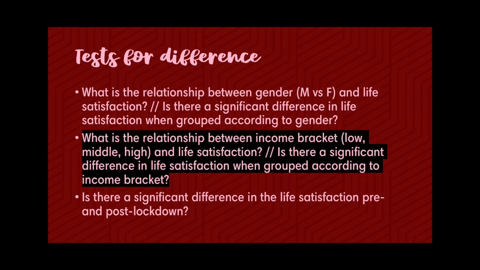Now, what if your independent variable has 3 or more categories? So let's give an example. What is the relationship between income bracket being low, middle, high? So that's 3 categories. And life satisfaction being a continuous variable. So how do we articulate that as a hypothesis or a question? Is there a significant difference in the life satisfaction when grouped according to income bracket?